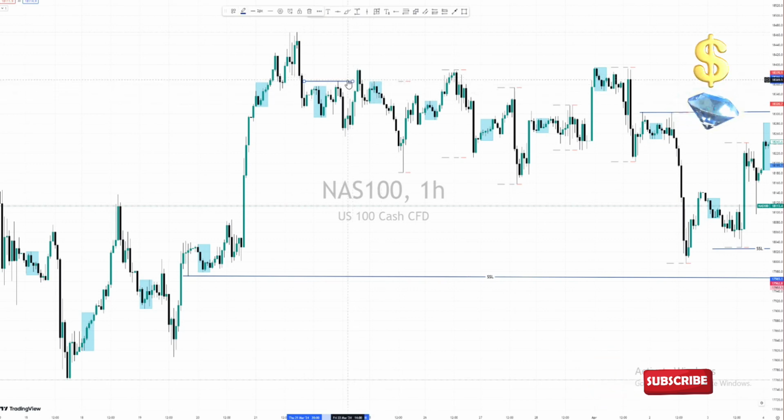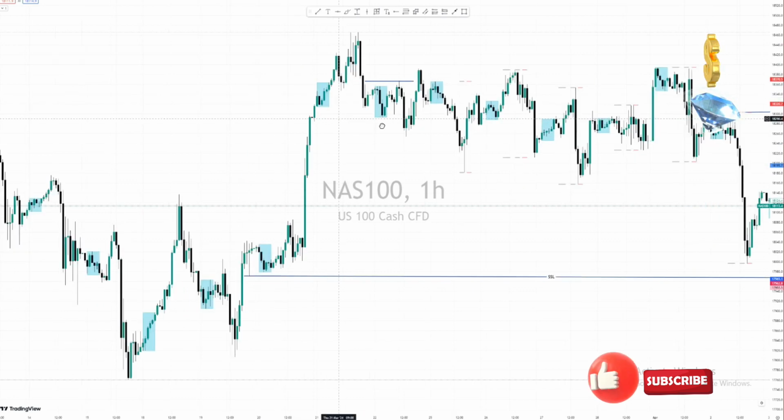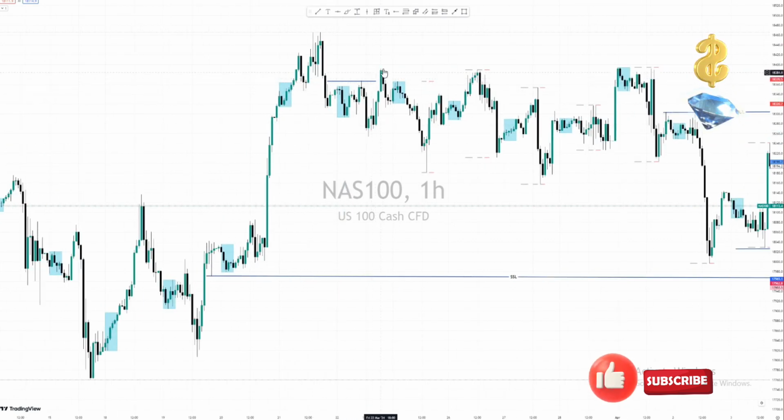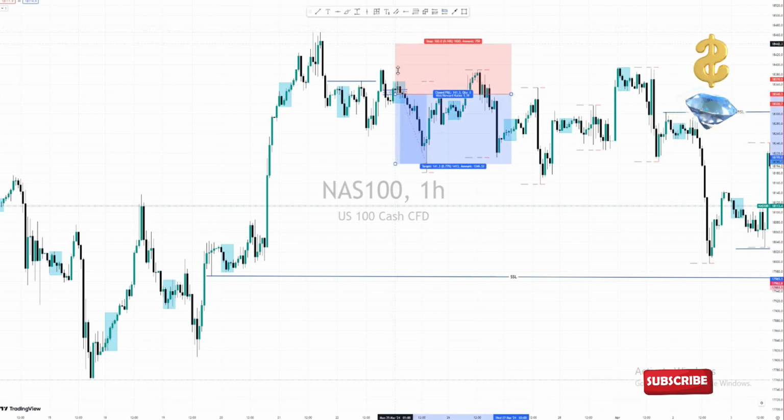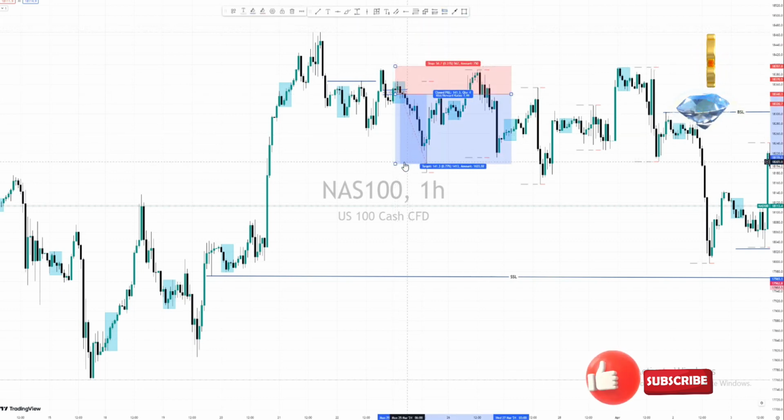Okay, price took this liquidity here, created an imbalance here, created this imbalance here, and after I created this imbalance, let's spot it here, an imbalance. If you want to take this trade, you just put the trigger right here, and you target, stop loss above, then you target this liquidity level here.